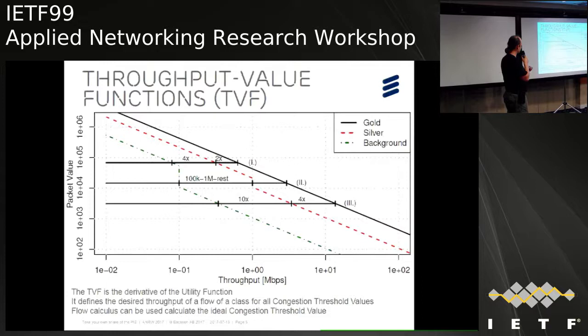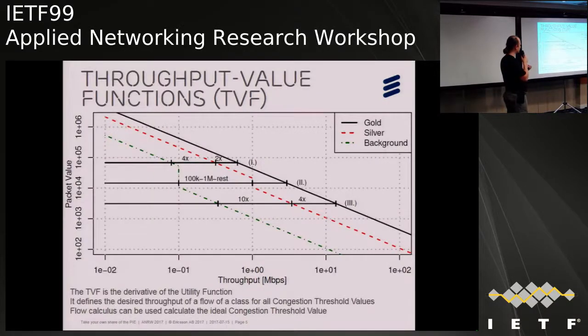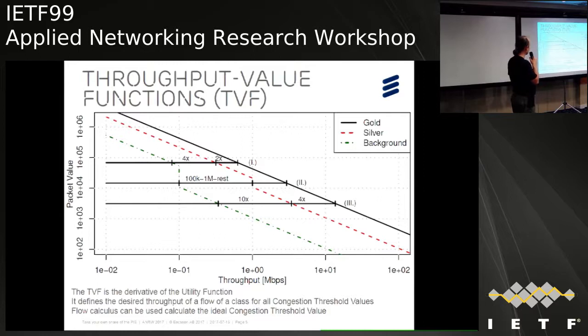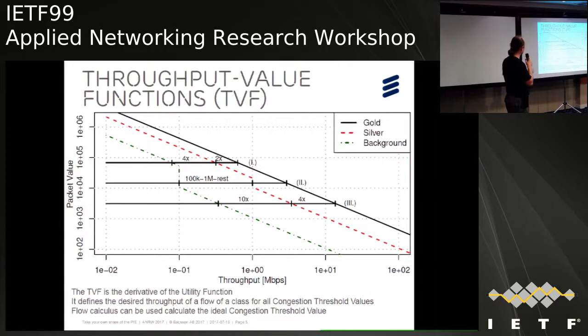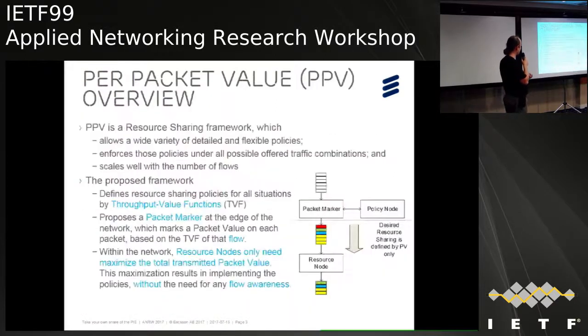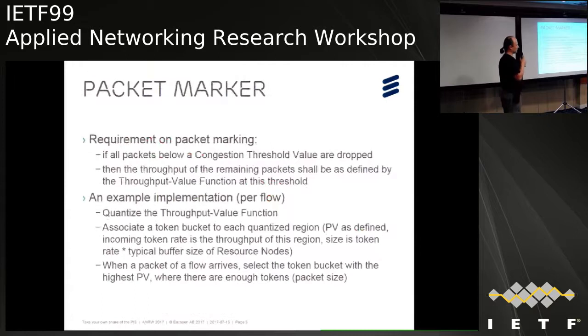So for example, if a background flow reaches 100 kilobit per second, then this weighting should change. And if a silver flow reaches 1 megabit per second, then this weighting should change again. So at another congestion threshold value, when the system is less congested, a background flow should get 100K, a silver flow should get 1 megabit per second, and the gold should get the rest. And after gold already gets 4 meg, we change the weights between background, silver, and gold from 4 to 2 to 10 to 4. And again, this is the throughput value function. This is only known at the packet marker. From the packet marker downwards, these policies are communicated by packet marking only. The resource nodes don't have to know anything about these policies or the number of flows, they only have to read these packet values.